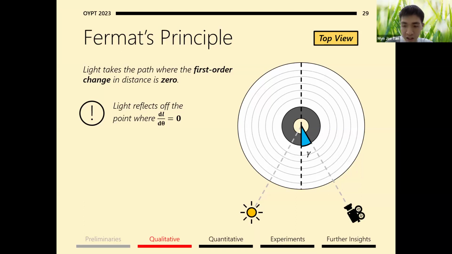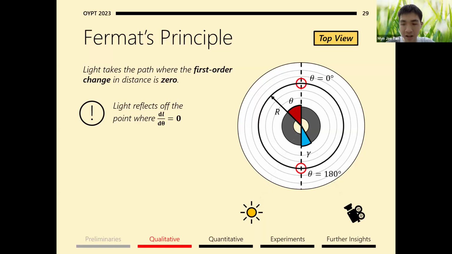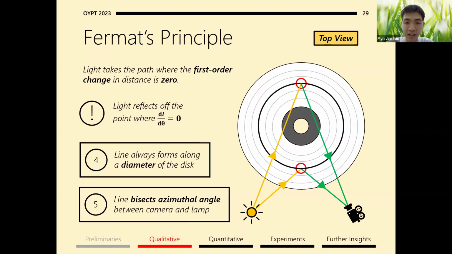So if we consider a circular track, and then calculate the distance traveled by the light rays as they reflect off each point, basically what I did was to characterize the position of each point on the disk in polar coordinates, in terms of the radius as well as the angle from the center. If we do the math, we find that the light will reflect at theta equal to 0 degrees and 180 degrees. This suggests that the light rays will take this path and it will bisect the azimuthal angle between the camera and the lamp.